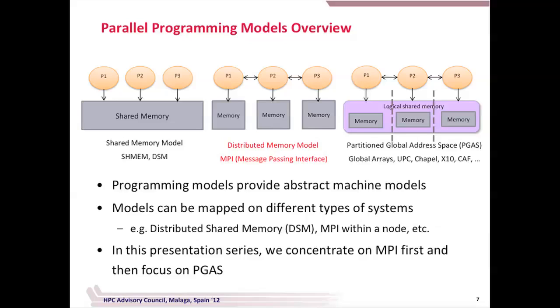One is of course shared memory, where the memory is shared across all the processes. Then there is distributed memory, that is MPI, or message passing. And then there is a new one which is coming, and I'll be talking about it a little later, called PGAS, or Partitioned Global Address Space. Here the idea is that they have the memory, but it is logically shared.